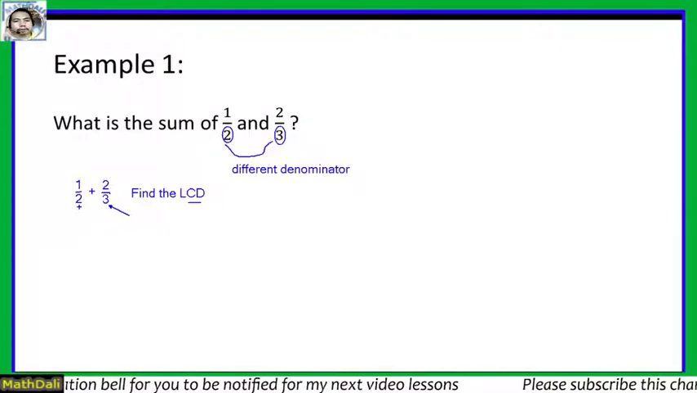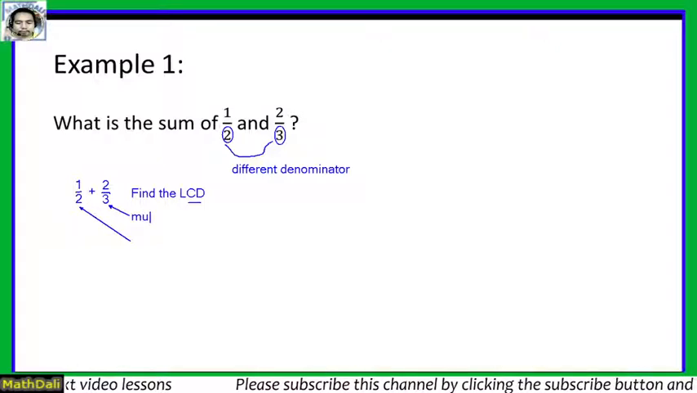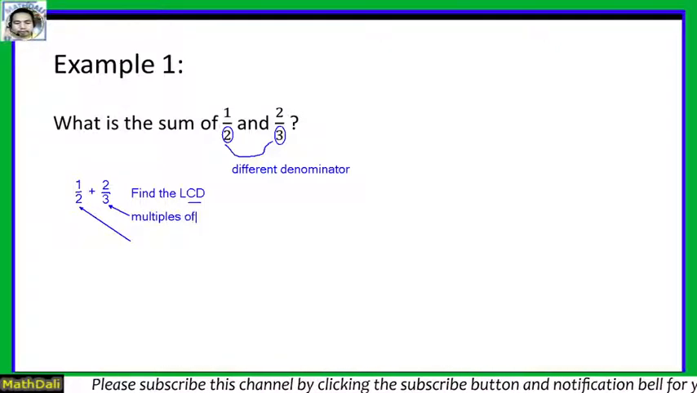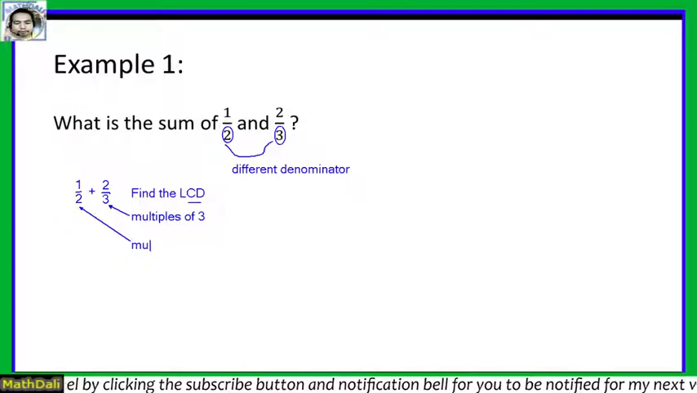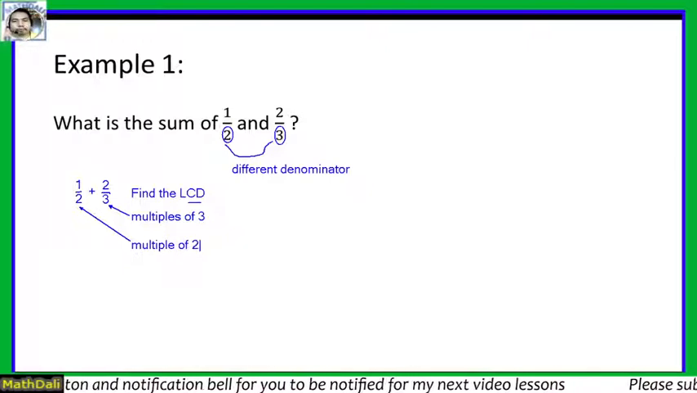Yan. Yung denominator natin. So lagay natin dito yung ating mga multiples of 3. Then sa baba naman yung ating multiple ng 2. Yan. Ito yung mga denominator natin. Multiple of 2. Yan. So lagay natin dito.